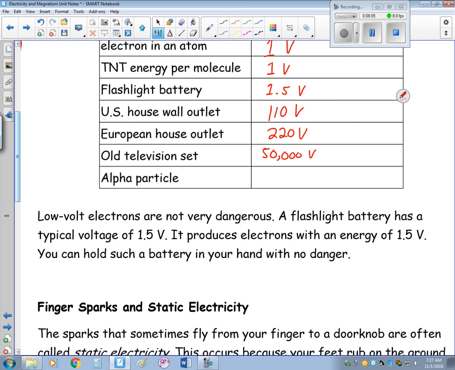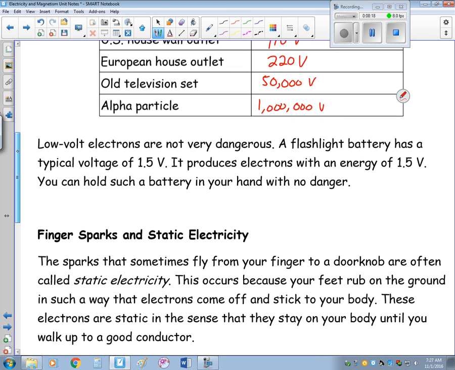An alpha particle. So going back to our radiation, it's very high energy. It's 1,000,000 volts. So then, low volt electrons are not very dangerous, such as a flashlight battery. It has a typical voltage of 1.5 volts, so it produces electrons with an energy of around 1.5 volts. So you can hold that battery in your hand without any danger.